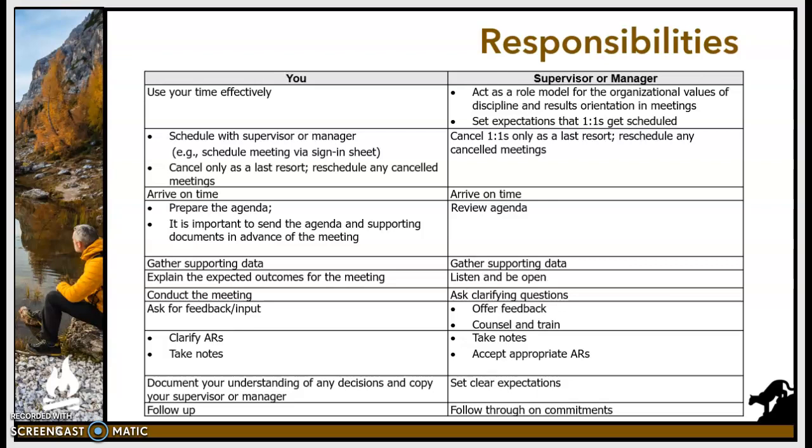You want to gather any supporting data. If there's something you're going to bring up around a particular topic, have that supporting data available. We want to explain the expected outcomes for the meeting. So when we talk about the template, you're going to pre-publish and say, hey, this is what I expect. We want to make sure we're crystal clear and that I'm meeting your needs for what you're up to.